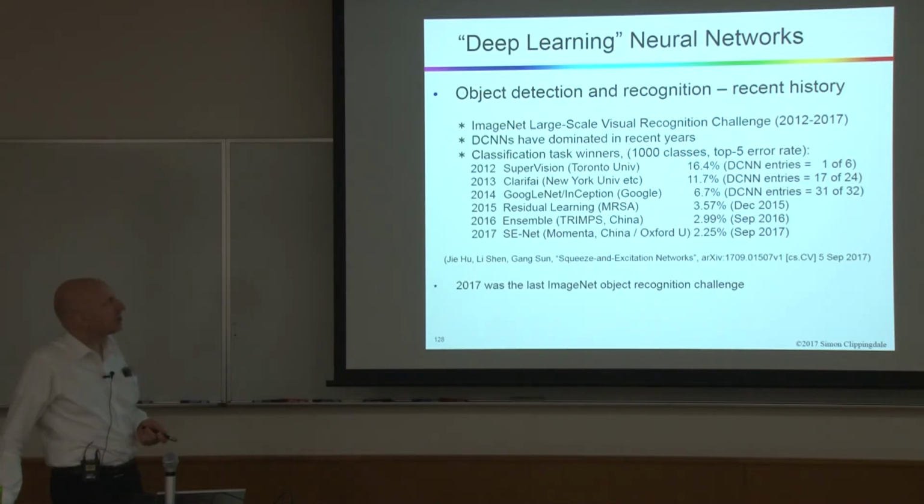which attracted a lot of attention, as you might expect. The next year, 2013, there were 24 entries, and 17 of them were convolutional neural networks.